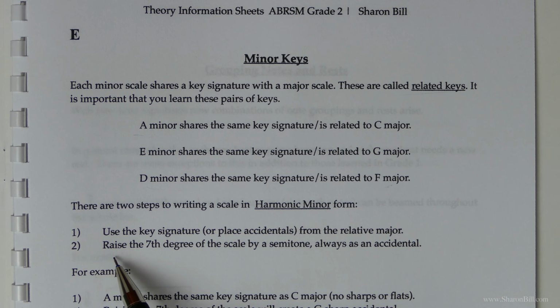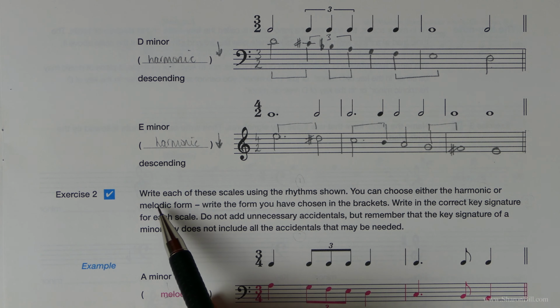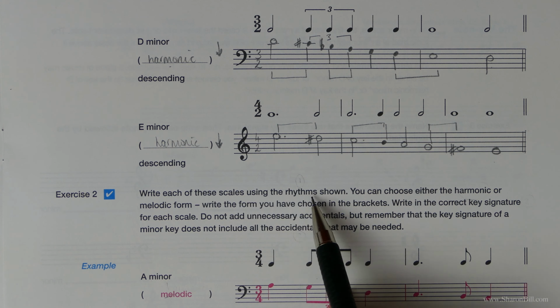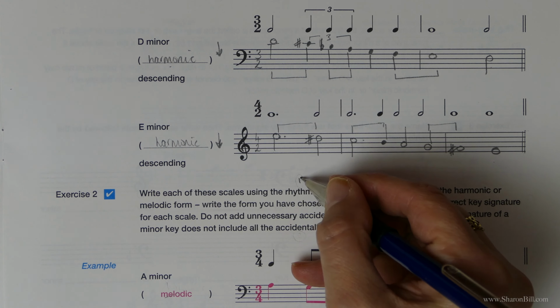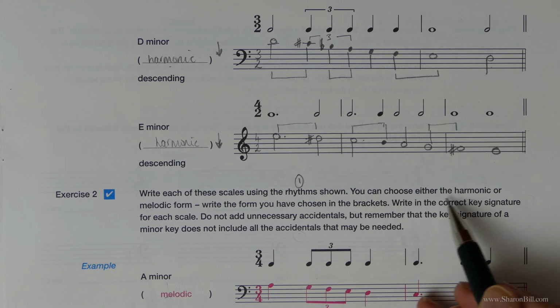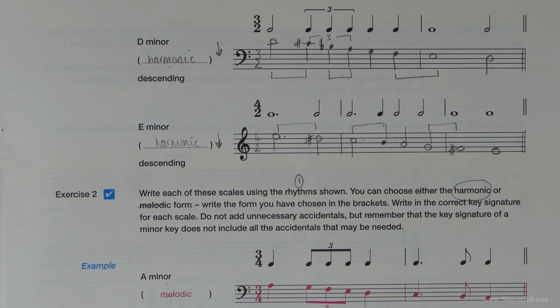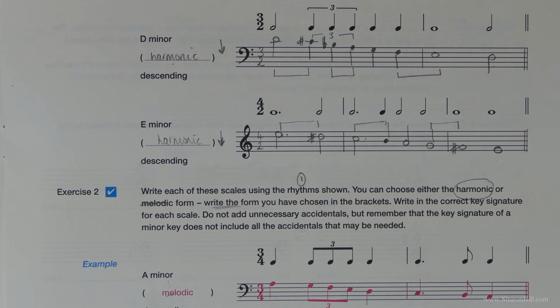And so let's look at how we apply that in exercise 2. Exercise 2 asks us to write each of these scales using the rhythms shown. So we've got to copy out the rhythms. You can choose harmonic or melodic. We are choosing harmonic. We're not going to do the melodic form. So make sure that you write that so they know which one you're referring to.